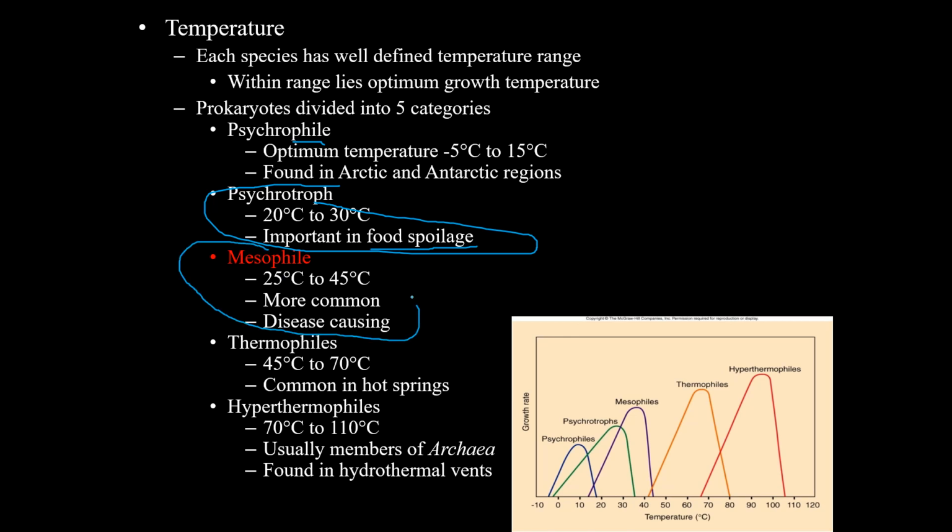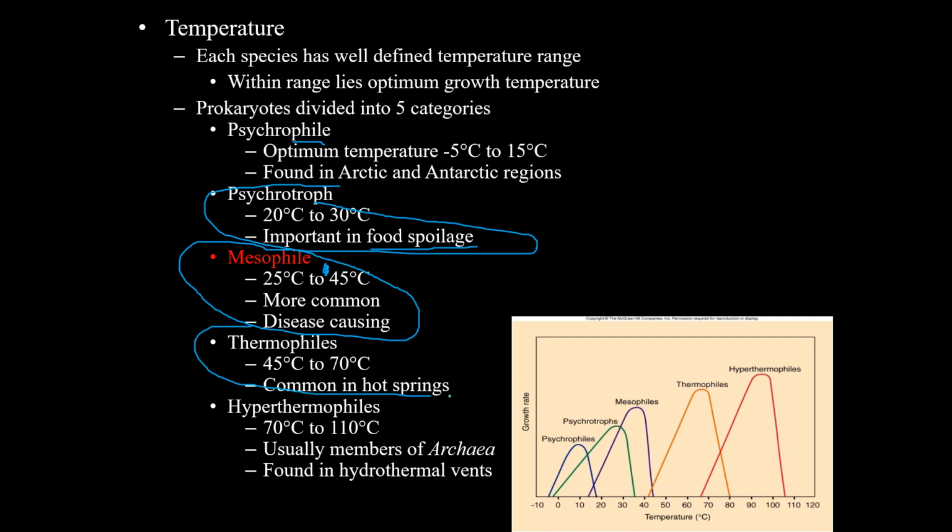Next one that you guys have that you need to write some stuff down is mesophile. These guys like it a little bit warmer. Notice that their temperature range, humans are right around here in their temperature range because human body temperature is about 37 degrees Celsius. And so these are the ones that are pathogens. Every pathogen is a mesophile and they like your temperature.